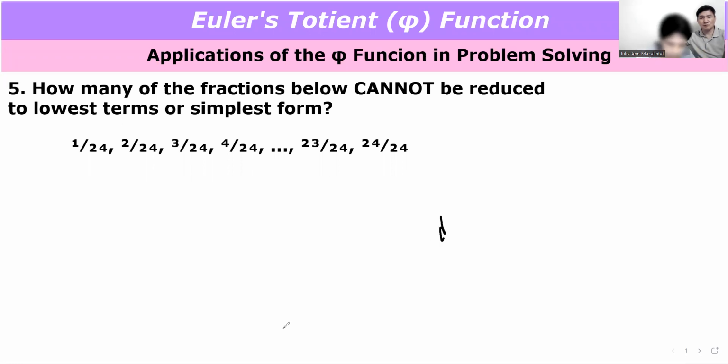So the fractions are from 1 over 24, 2 over 24, 3 over 24, up to 24 over 24, meaning there are 24 fractions. How many of these 24 fractions cannot be reduced to lowest terms or simplest form? In other words, those fractions are already in simplest form. Yes, so how many of those fractions are already in simplest form?